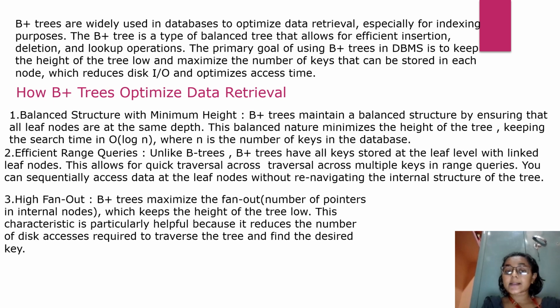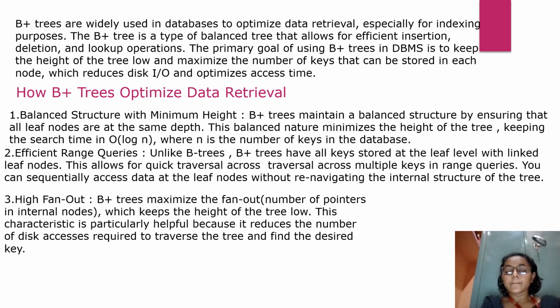Efficient range queries. Unlike a B-tree, a B+ tree has all keys stored at the leaf level with linked leaf nodes. This allows for quick traversal across multiple keys. When all keys are stored in the leaf nodes and the leaf nodes are linked, it is very easy to traverse all the keys in a range query. You can sequentially access data at the leaf nodes without re-navigating the internal structure of the tree.